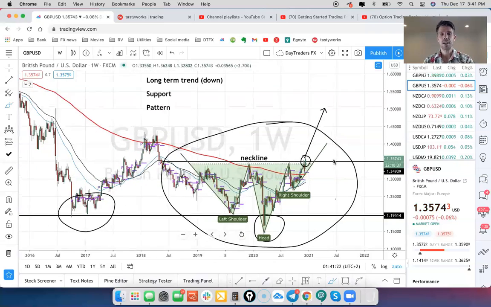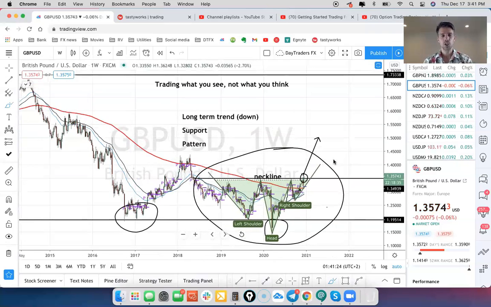Okay, so again, in currency trading, we're trading what we see, not trading what we think. Long-term trends, long-term support and resistance, long-term patterns, that's what we want to find. We want to find as much of this stuff on weekly charts as possible, because that's going to give us the big picture of what we're looking for.